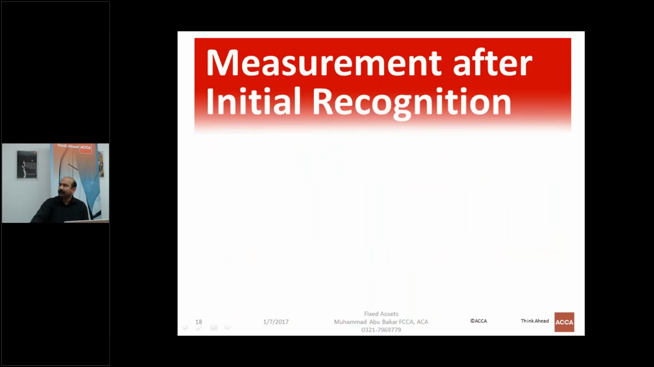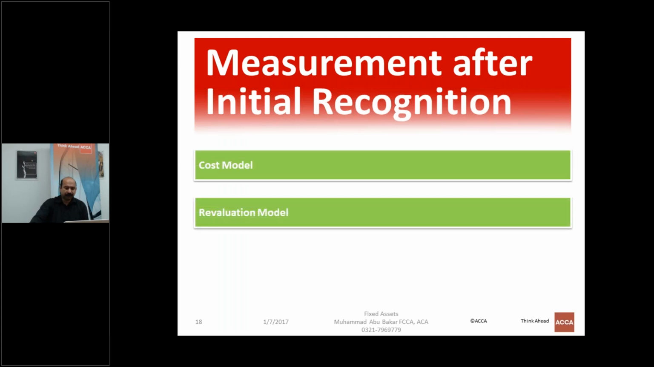Then there is measurement after initial recognition. We know that there is a cost model. After recognition as an asset, an item of property, plant and equipment shall be carried at cost less any accumulated depreciation and any accumulated impairment losses. Then there is a revaluation model, whereby after recognition as an asset, an item of property, plant and equipment whose fair value can be measured reliably shall be carried at a revalued amount, being its fair value at the date of the revaluation less any subsequent accumulated depreciation and subsequent accumulated impairment losses.